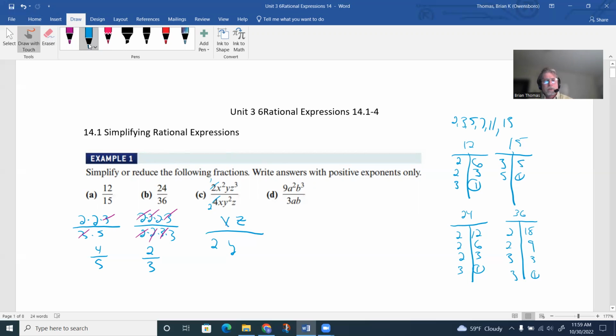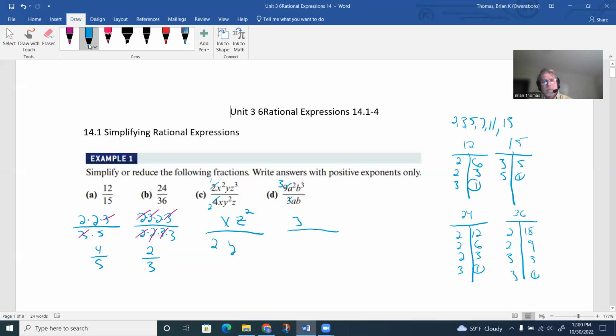So 3 on the top, 1 on the bottom, that would leave us with 2 on the top. So the 9 and the 3, notice how the 9 and the 3 do have a common factor of 3 that I can divide out. Leaves me a 3 in the numerator. So again, if I start my fraction bar, the 3 is on the top.